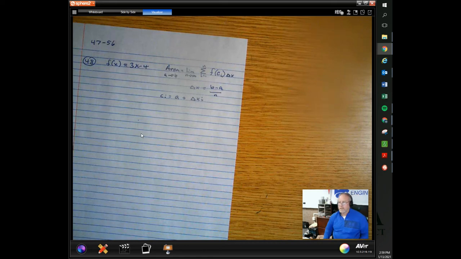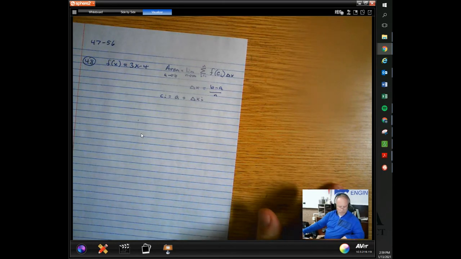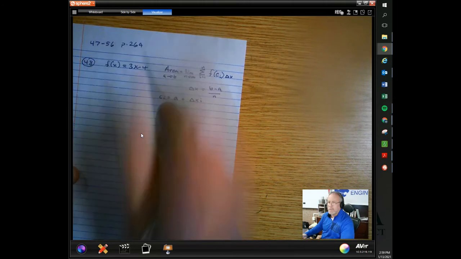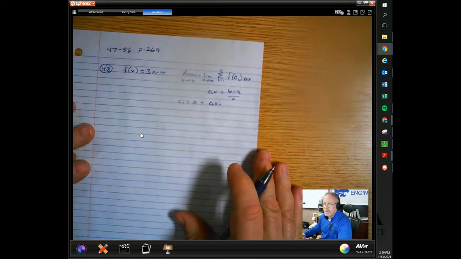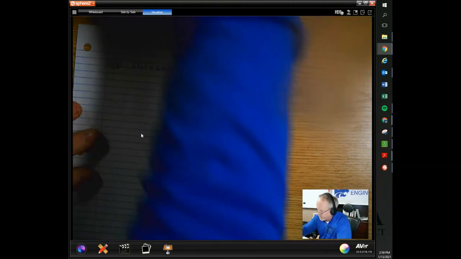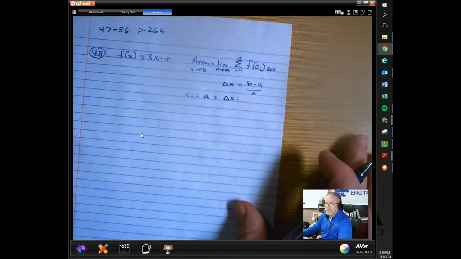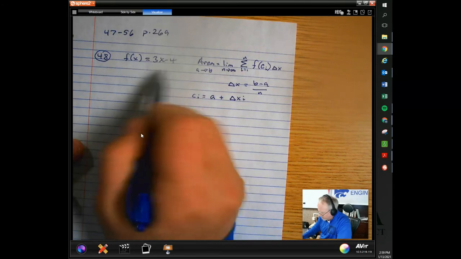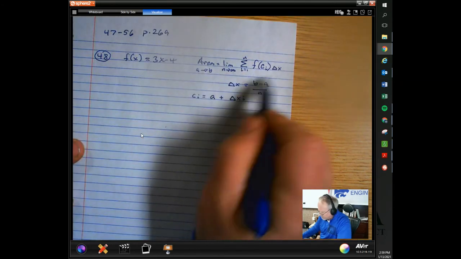All right, we are going to get number 48 done on page 269. This is the one we started in class, but let me go over it and then let's see if we can make this easier for everybody. So I start here. This is my problem right here, and then this is what I'm going to use.